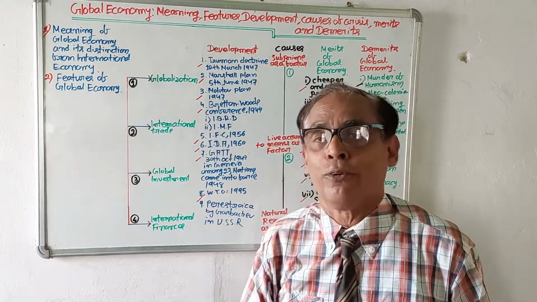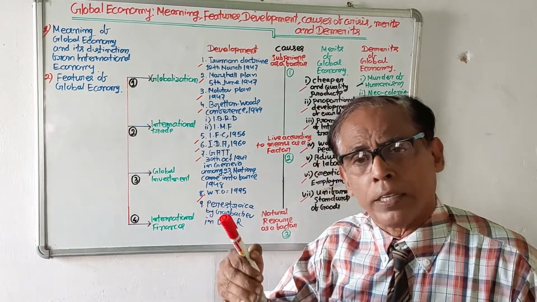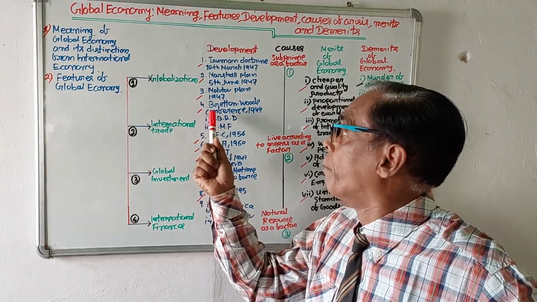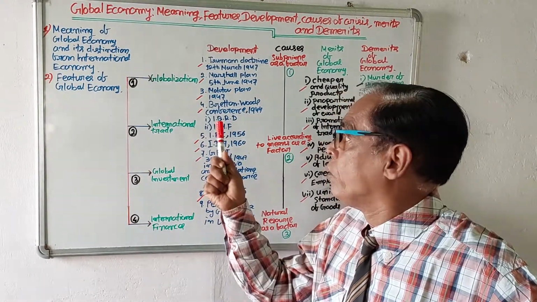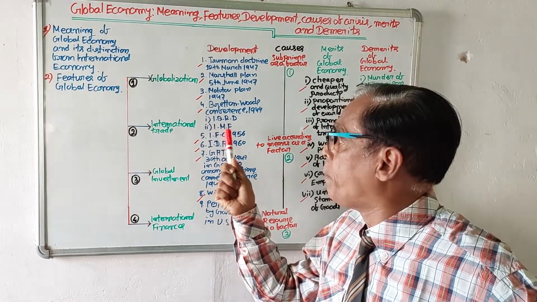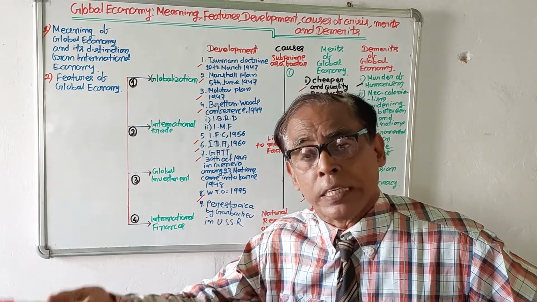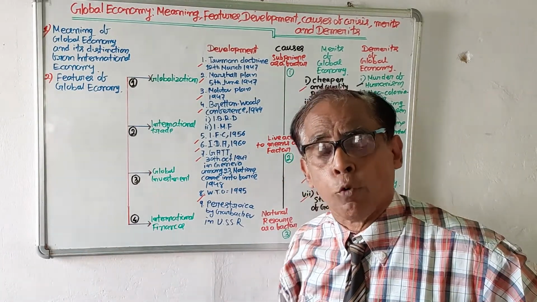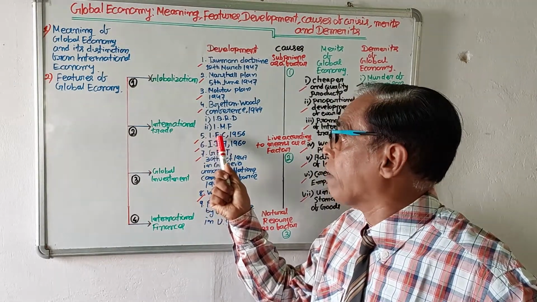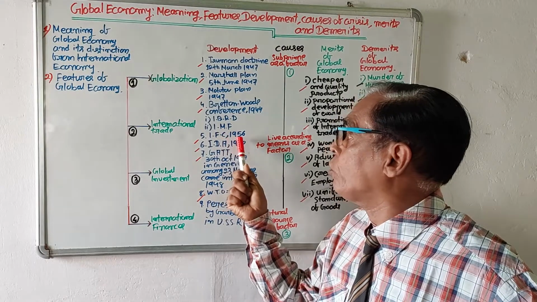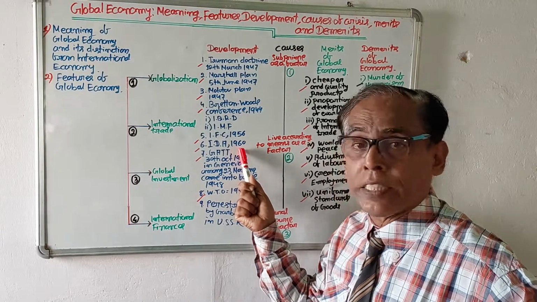After that, economic liberalization was accelerated by the Bretton Woods Conference held in 1944, where IBRD, the International Bank for Reconstruction and Development, and IMF, the International Monetary Fund, came to the scene. They started to give monetary help to underdeveloped, poor and developing nations. Again, IFC, the International Finance Corporation, came into scene in 1956. IDA, the International Development Association, came to the scene in 1960.